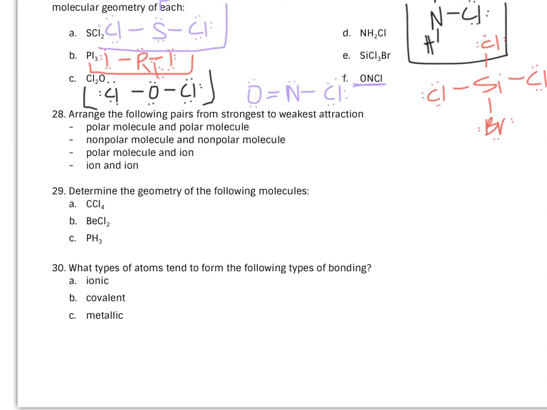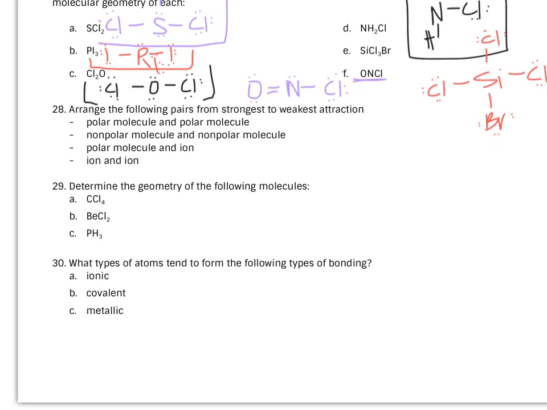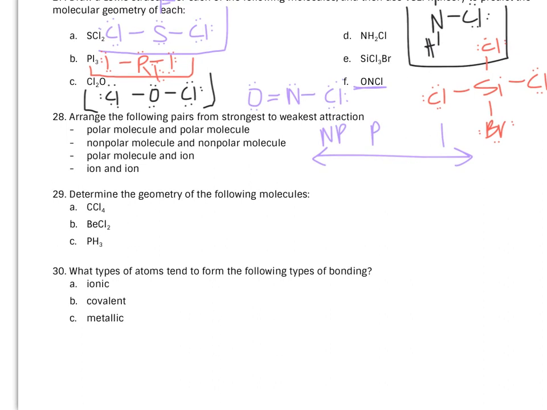Okay, this next one says, arrange the following pairs from strongest to weakest attraction. So if you think about that chart where it has nonpolar on this end, and then polar, and then ionic, clearly ionic is the strongest. So ionic and ionic is going to be the strongest. Then next is going to be still an ion, but a polar molecule. And then polar, polar, and nonpolar, nonpolar.